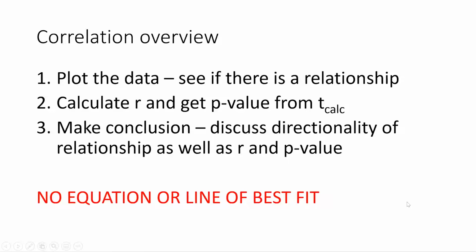When we do correlations, we plot the data to see if there is a relationship. Is it linear? Should we even do a regression or a correlation? Calculate your R, your correlation coefficient, and get a p-value, and then come to a conclusion. So discuss the directionality of the relationship as well as the R and p-value. When we do correlations, however, there is no line of best fit. Remember, a line of best fit suggests a causal relationship between X and Y. So for correlations, no line of best fit.